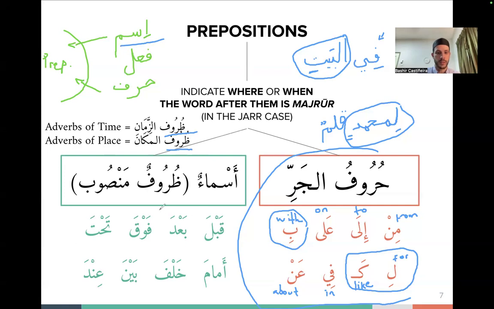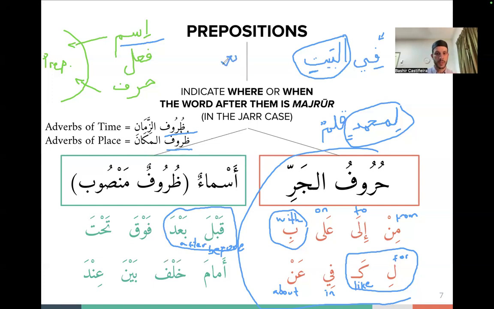In this list of 8, which again are some of the most common ones, we have 2 that are adverbs of time. Only 2. Can you tell me the meaning? Ya Ibrahim? قبل means before. Yes, صحيح. Before. بعد, after. نعم. So these 2 are adverbs of time. Before and after. قبل الفجر. Before dawn. بعد الصلاة. After the prayer.